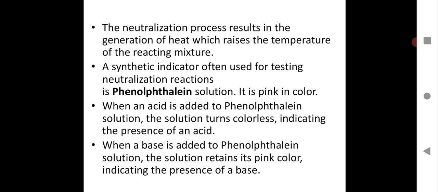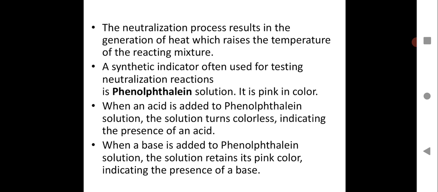Now, initially it is colorless. When an acid is added to phenolphthalein, just write over there, it remains colorless, but when you add it to a base, it will give a pink color. So when an acid is added to the phenolphthalein solution, the solution stays colorless, indicating the presence of an acid. That means phenolphthalein is colorless. When you add acid, there will be no change, it will remain colorless.